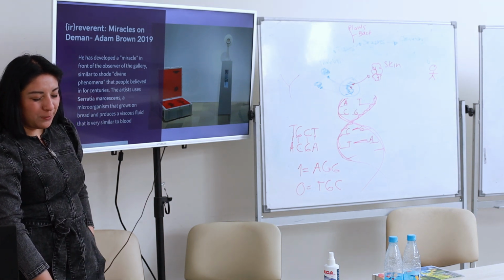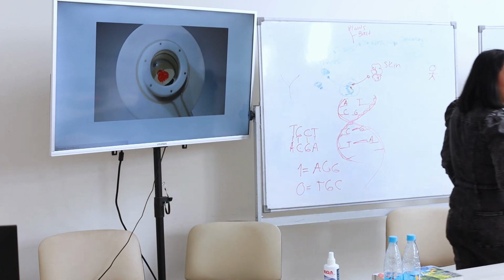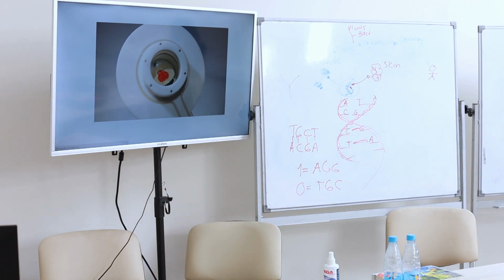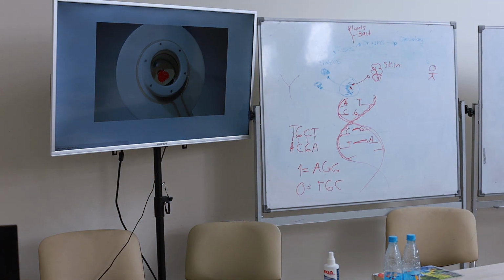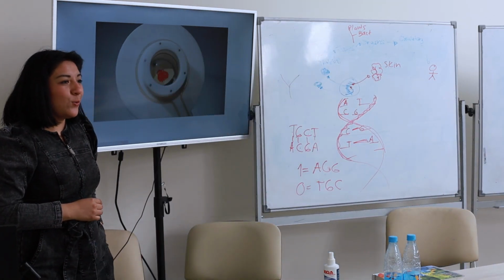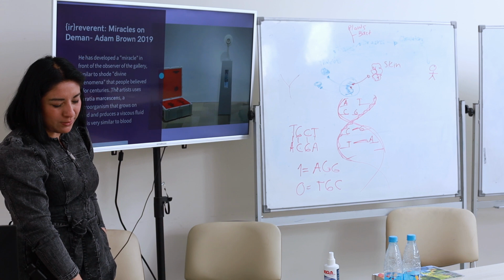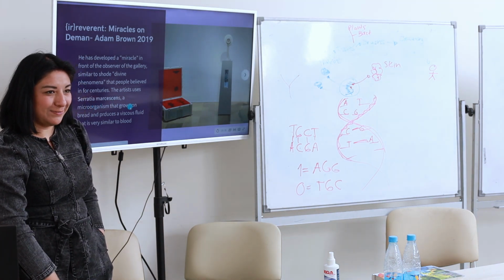Then we have Adam Brown with Irreverent Miracles on Demand. So maybe you have heard about these kinds of miracles when a statue is crying blood. He decided to investigate the phenomenon and found that this blood was actually bacteria. When they are growing, they look like blood. They express a liquid that is sticky and red, that looks like blood. So he put in the installation a piece of bread and the bacteria, so the observer could see the bread crying blood, but actually was seeing the growth of the bacteria called Serratia marcescens. Okay.